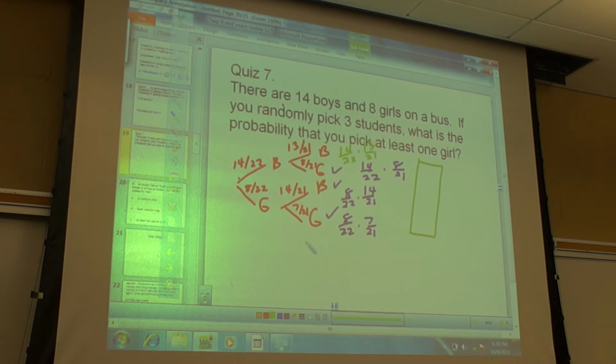And then you don't even need a tree, because both boys is easy. The first one being a boy, 14 out of 22. Second one being a boy, well, oh, so let me rephrase that. Let me do this over again.